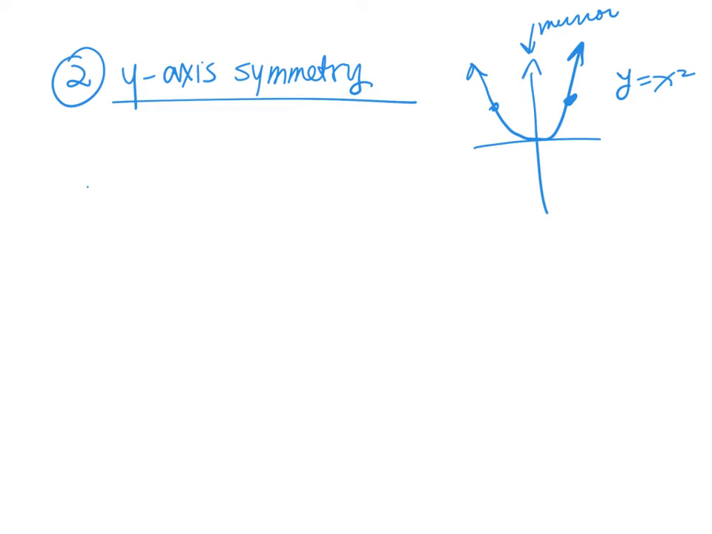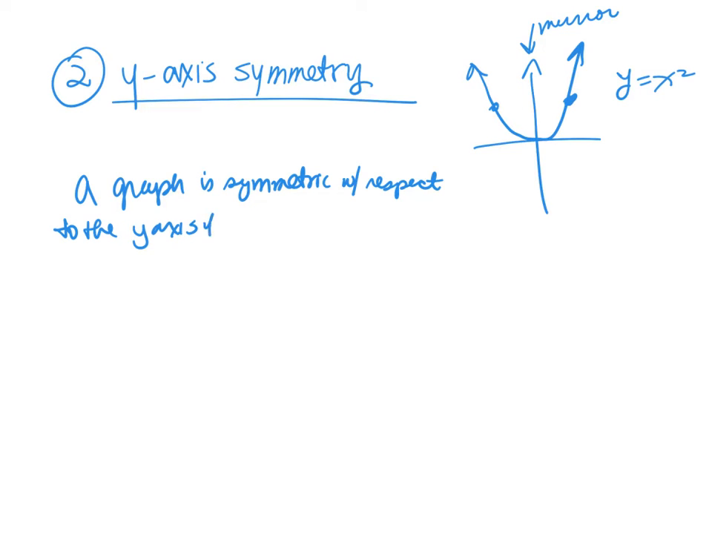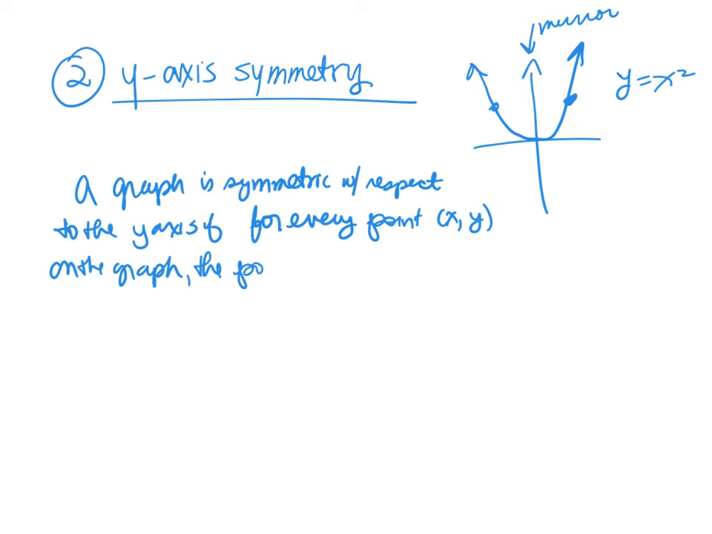So the definition is a graph is symmetric with respect to the y-axis if for every point (x, y) on the graph, the point (-x, y) is also on the graph. Remember, if this is an x value, then this is the negative x value of it.